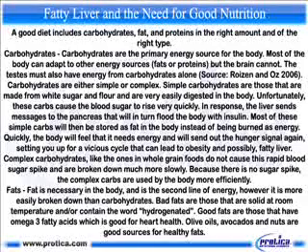Complex carbohydrates, like the ones in whole grain foods, do not cause this rapid blood sugar spike and are broken down much more slowly. Because there is no sugar spike, the complex carbs are used by the body more efficiently. Fat is necessary in the body, and is the second line of energy, however it is more easily broken down than carbohydrates. Bad fats are those that are solid at room temperature and or contain the word hydrogenated. Good fats are those that have omega-3 fatty acids, which is good for heart health. Olive oils, avocados and nuts are good sources for healthy fats.